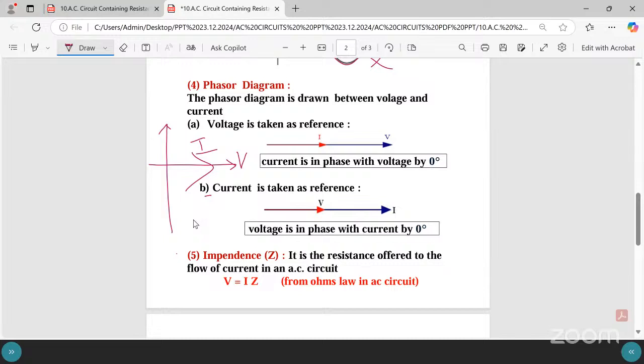Why does it lie on the x-axis? 0 degrees. Current has to rotate from the x-axis, but current is not rotating. Why? 0 degrees. So both voltage and current are in phase.